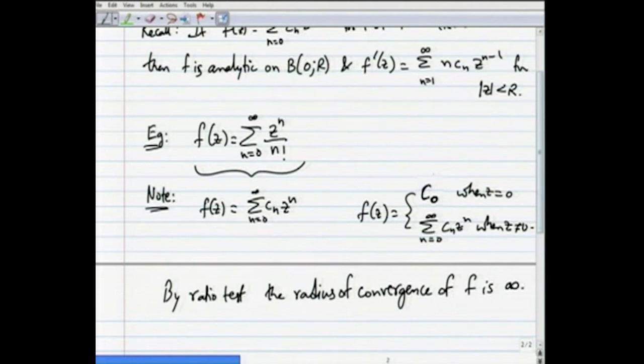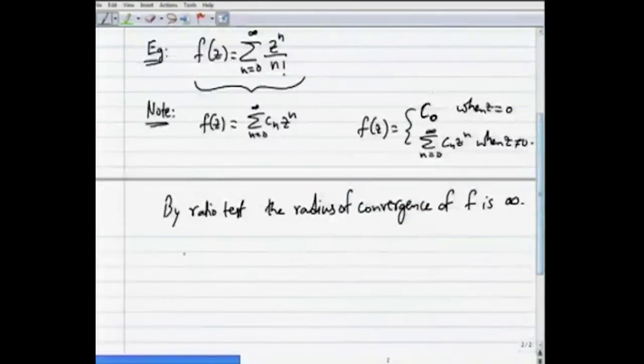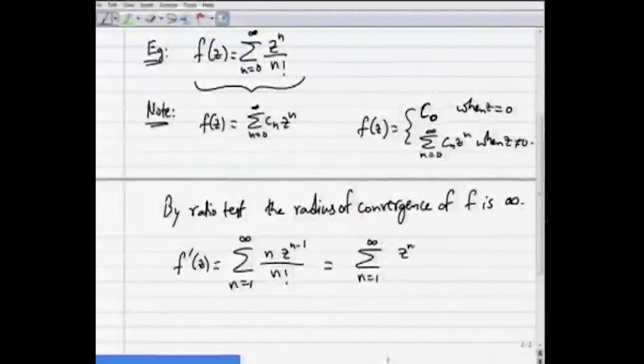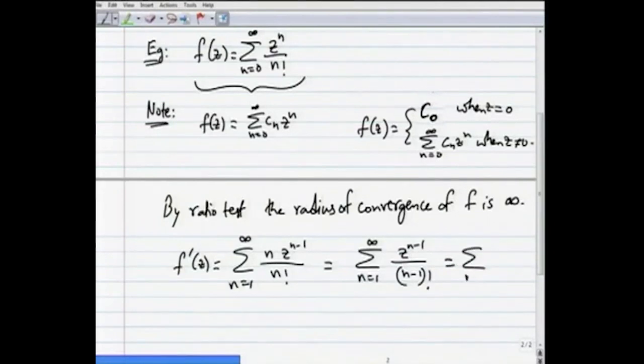So we can differentiate this power series. So, f prime of z for the same radius of convergence will look like n equals 1 through infinity of the differentiation of z power n, which is n z power n minus 1, divided by n factorial. So, I will cancel the n in the numerator and the denominator, the n in the n factorial, to get n equals 1 through infinity z power n minus 1 divided by n minus 1 factorial. And by readjusting the index once again, this is nothing but n equals 0 through infinity z power n by n factorial, which is your f of z to begin with.